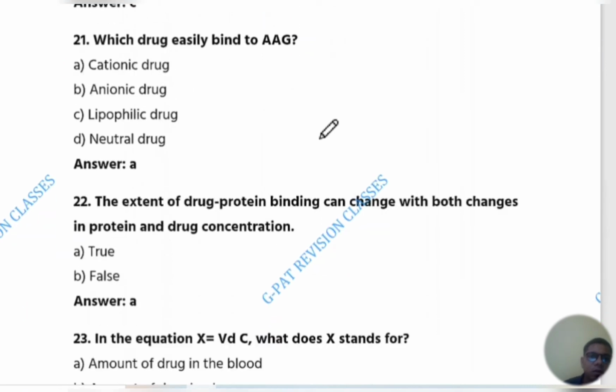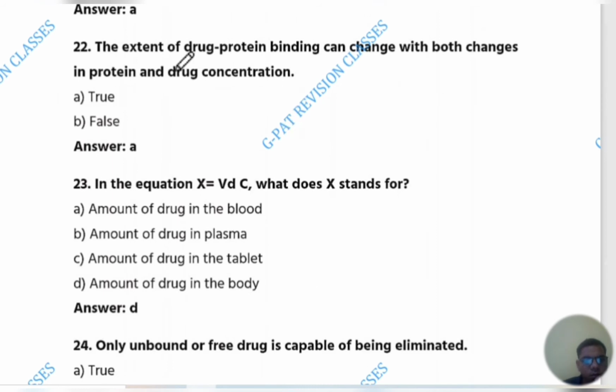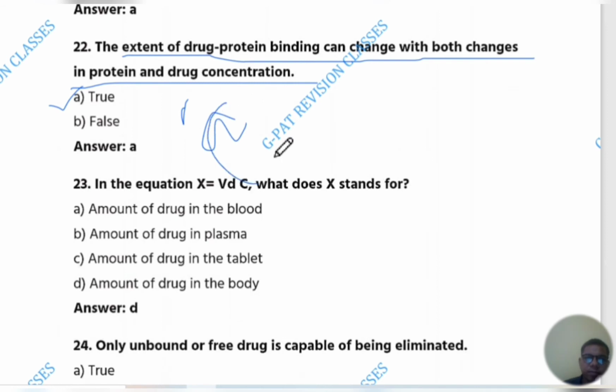The next is which drug easily binds to AAG? The answer is a cationic drug. Okay. Next is question number 22. The extent of drug protein binding can change with both change in protein and drug concentration. The answer is A. True.